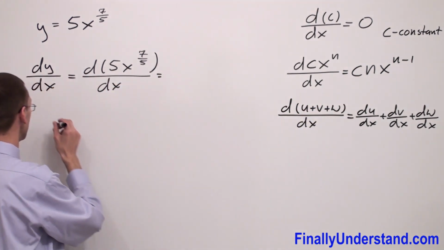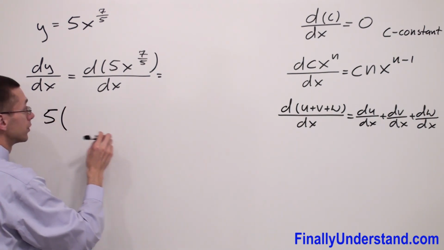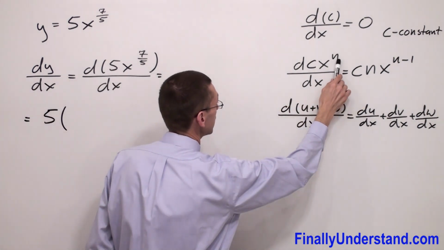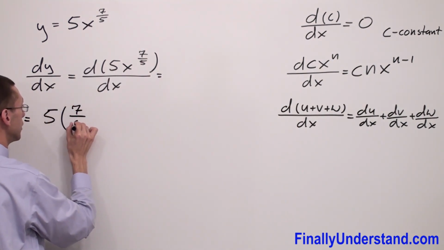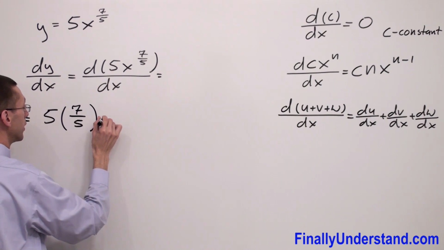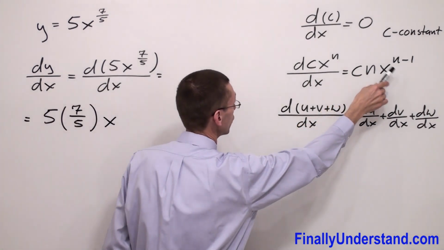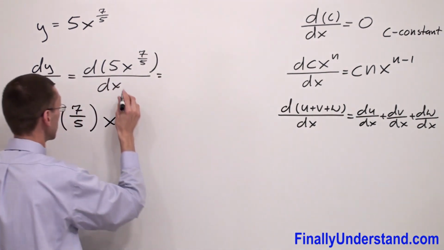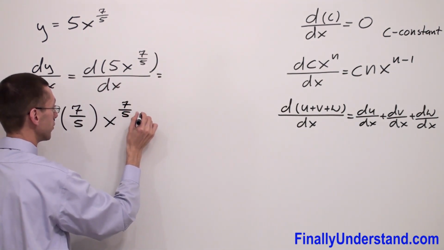So I have 5 times n. N is the exponent, right? So I have 7 over 5 x. And I have n minus 1, exponent minus 1. My exponent is 7 over 5.